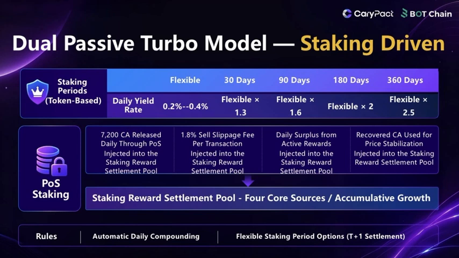For 180-day staking, returns are based on the flexible rate multiplied by 2. And for 360-day staking, returns are based on the flexible rate multiplied by 2.5. So the longer the staking duration, the greater the potential returns and compounding benefits over time. Now let's break down the numbers and see how the model works in practice.